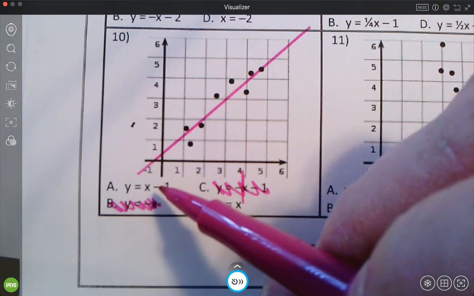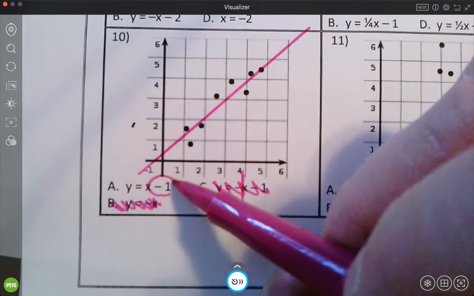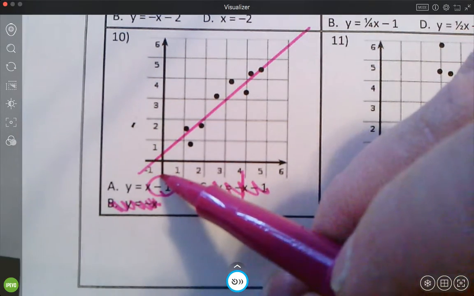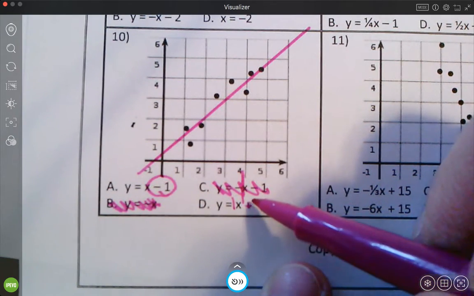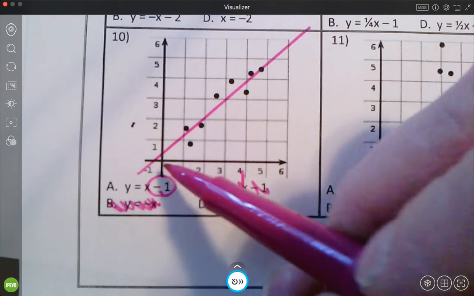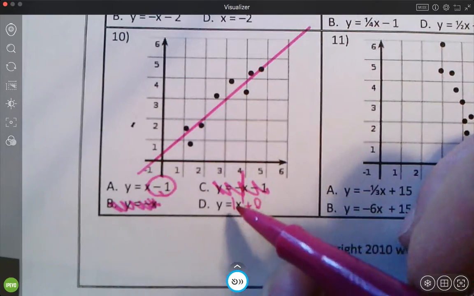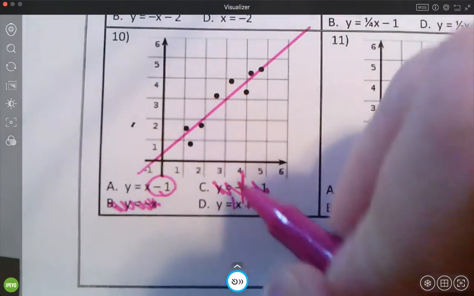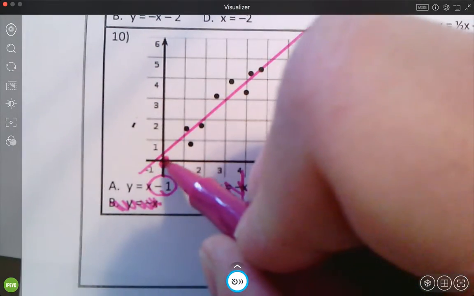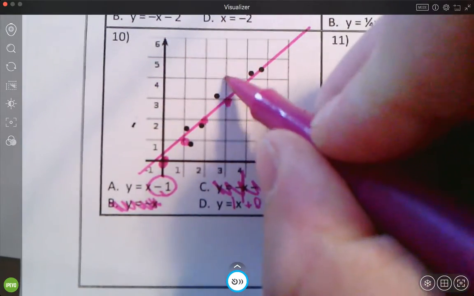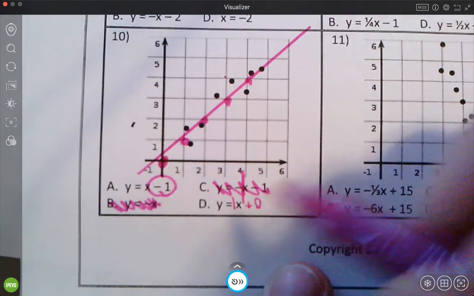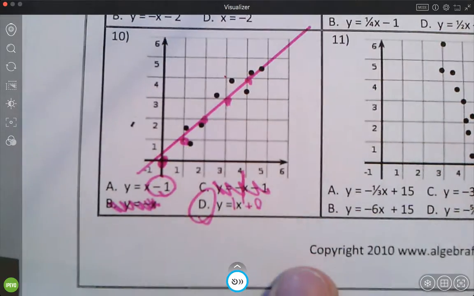Okay, so does it look like my starting point is at negative one down here? Or does it look like it's just a slope of 1 plus a y-intercept of 0? I think this is it. I think if I actually plotted this perfectly, it would start at 0, 0, go up 1 over 1, up 1 over 1, up 1 over 1, up 1 over 1. So I'm going to go with choice D.